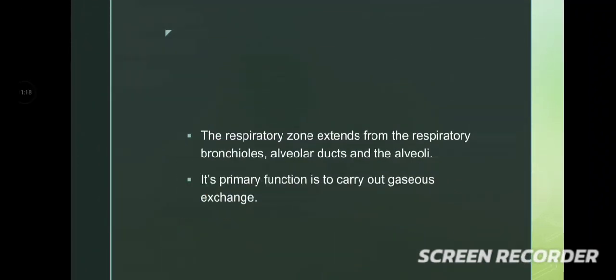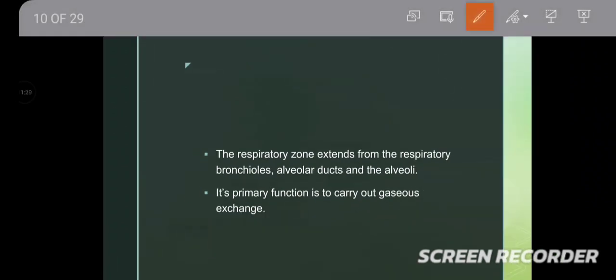Then there's now the respiratory zone. The respiratory zone extends from the respiratory bronchioles to the alveolar ducts and the alveoli. And the primary function is to do what? To carry out gaseous exchange. That is the main function of the respiratory zone.